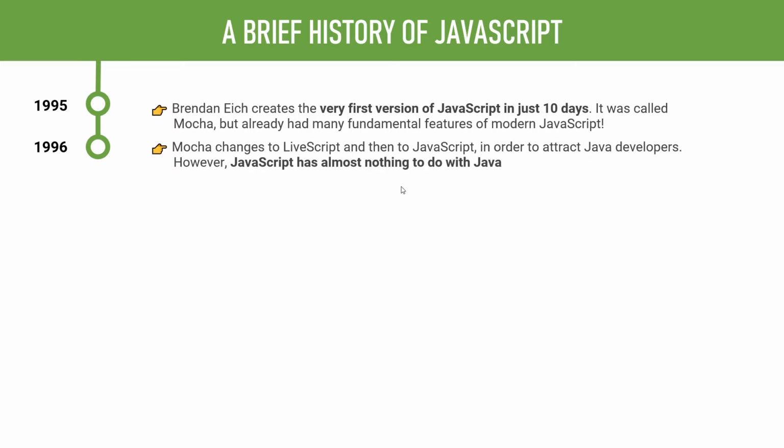Then in 1996, Mocha was renamed LiveScript, which was again renamed to JavaScript for one simple reason: to attract developers from the hottest language at the time, which was Java. So the Java in JavaScript was really just for marketing reasons, because the language itself has basically nothing to do with Java. Some beginners think that is the case, but actually no. JavaScript and Java are two completely different languages, okay? It's very important.